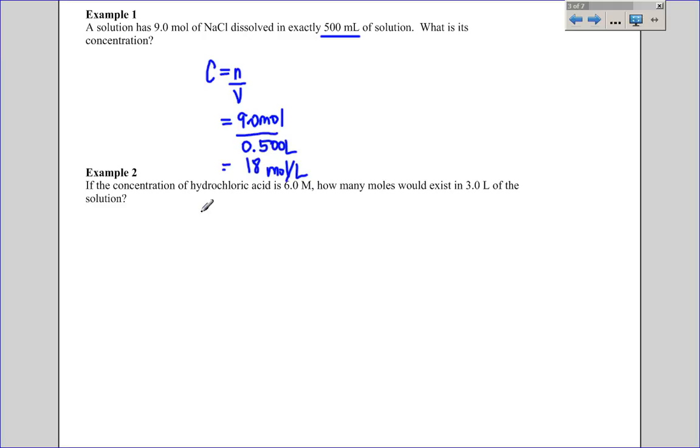In example 2, the concentration of a hydrochloric acid solution is 6 molar. How many moles would exist in 3 liters of the solution? So this simply requires us to rearrange the formula. We want to know the moles this time, so moles is equal to C times V. Our concentration is 6 and our volume is 3, already in liters, so we don't need to do a unit conversion in this case. And we find that we have 18 moles. And again, we've got 2 significant digits.